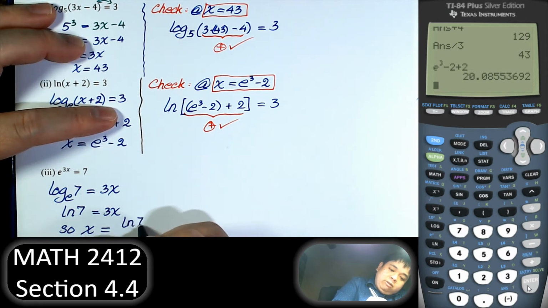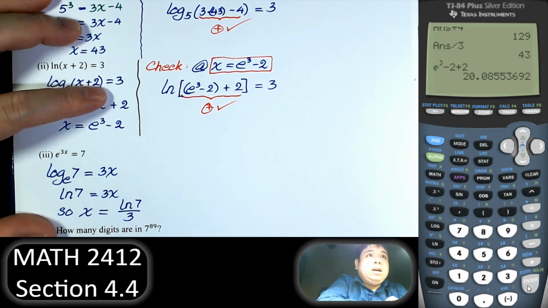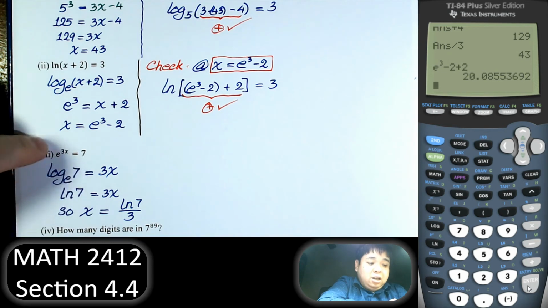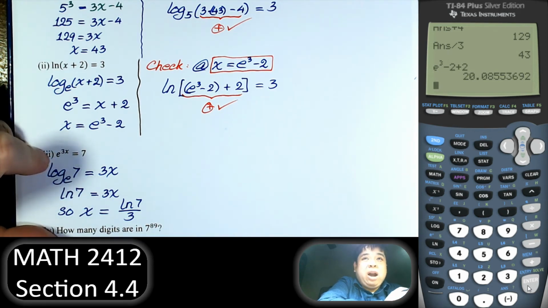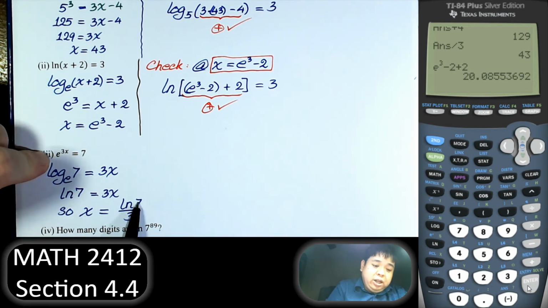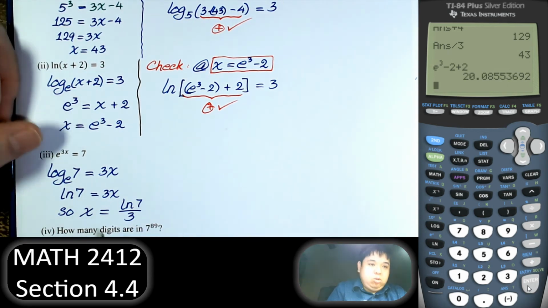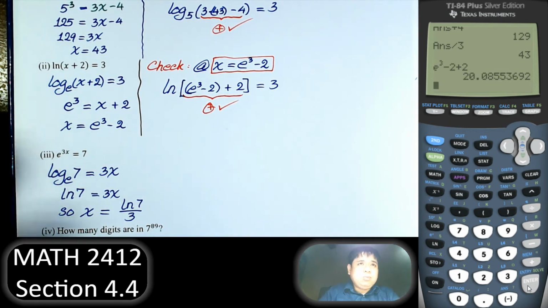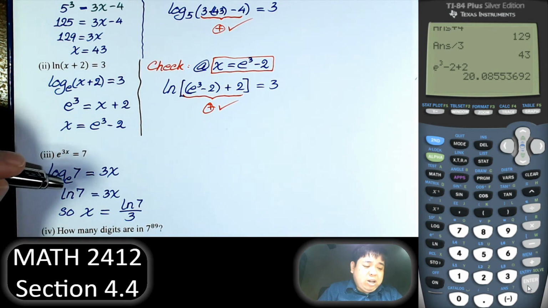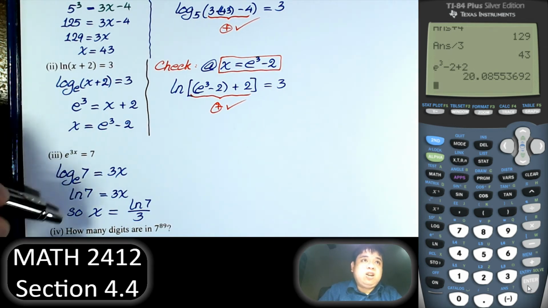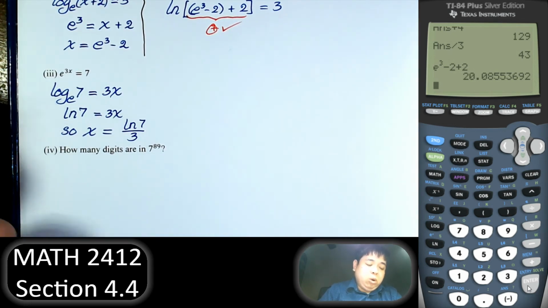So we have ln of 7 divided by 3. And of course, when we write it like that, this is not a logarithmic equation. We don't have to check the answer. But just to make sure, ln of 7 is defined. So that's all we need. We don't really need to check that the argument is positive because it's not a logarithmic equation.